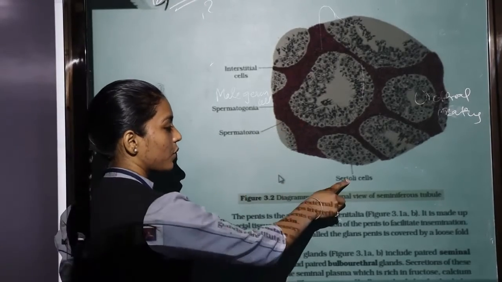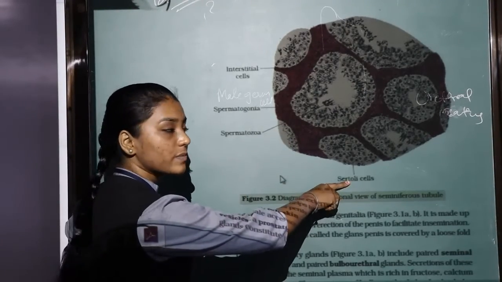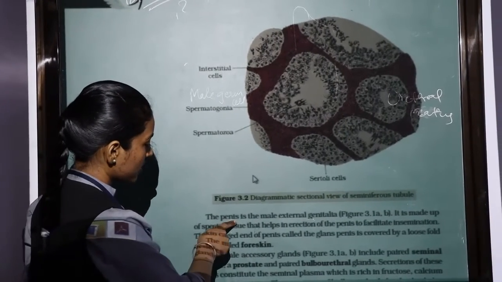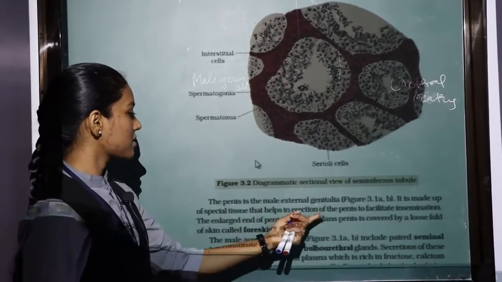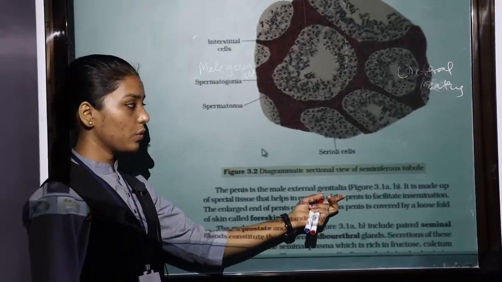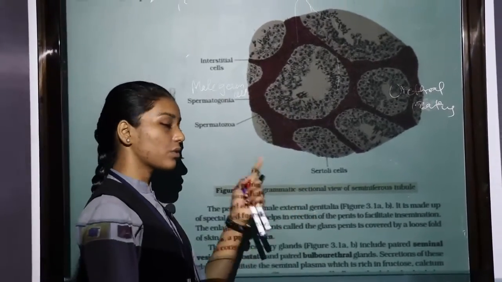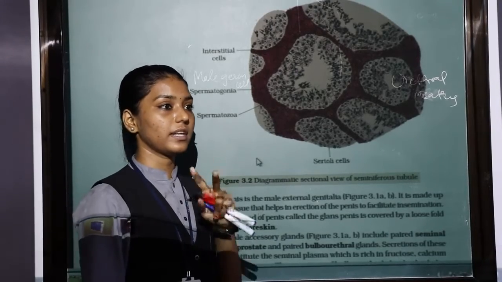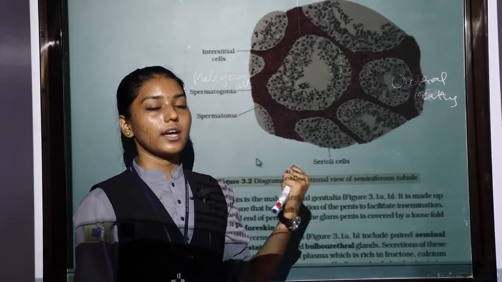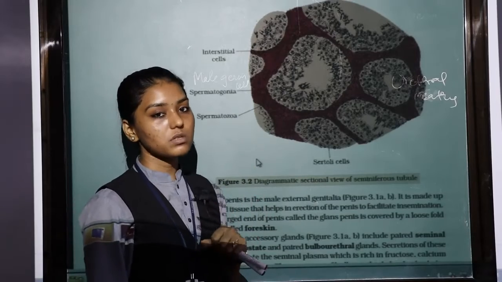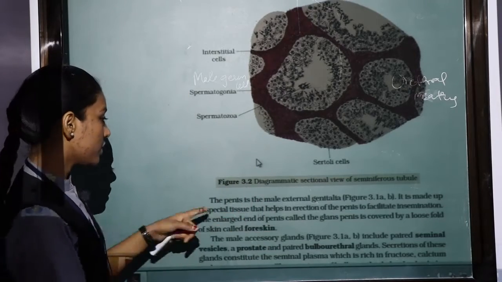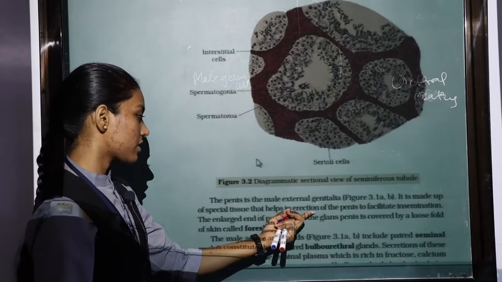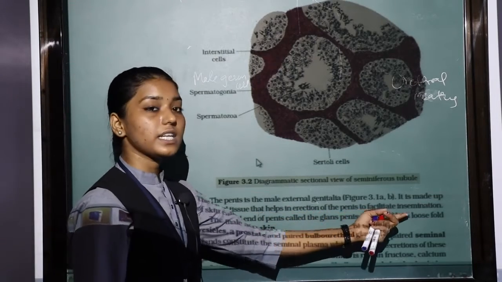Spermatogonia, Sertoli cells, which nourish the sperm cell. Okay. Now, the next thing is the penis, the male external genitalia that I have told you about. Before this we are going to see the glands. There are mainly 3 types of glands called accessory glands, as a part of the male reproductive system. Now, see over here, it is said that it is made up of special tissue that helps in erection of the penis to facilitate insemination.